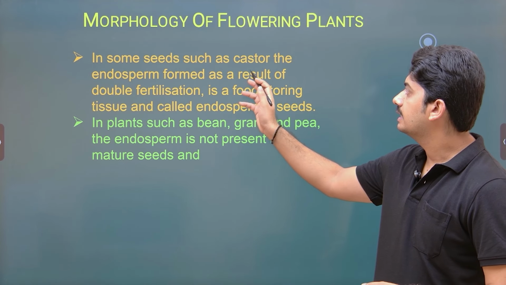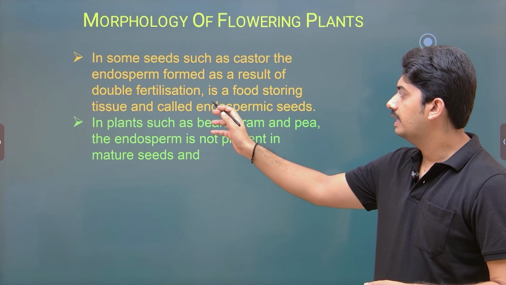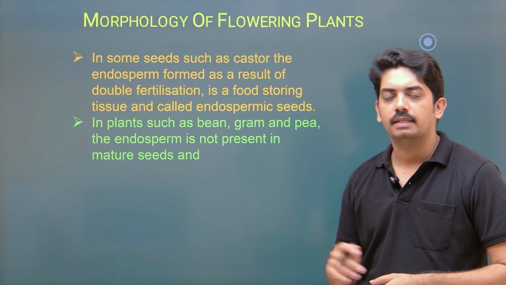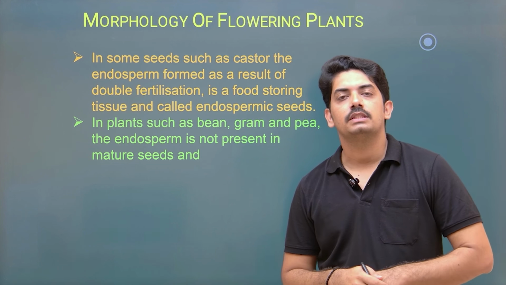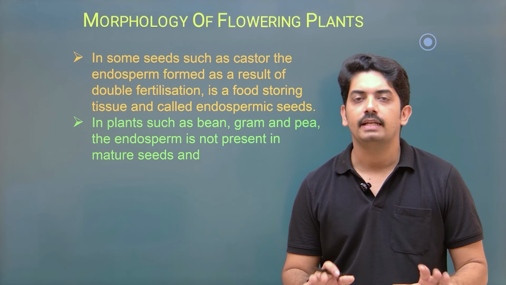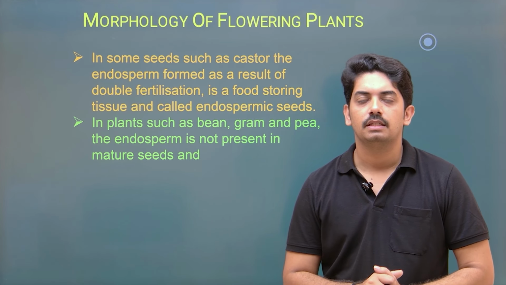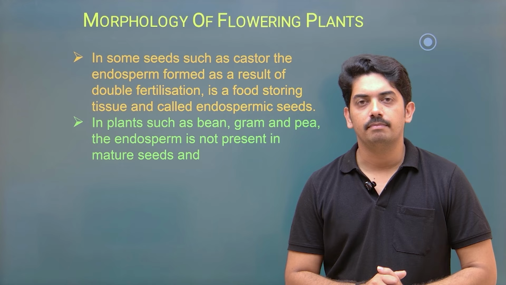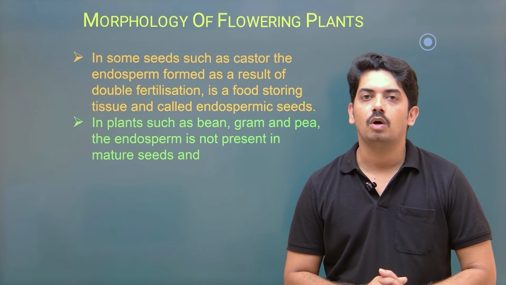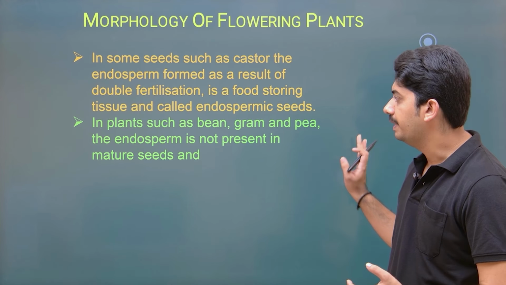In some seeds, such as castor, endosperm is formed as a result of double fertilization. It is a food storing tissue, and these are called endospermic seeds. That means even after the seed is formed, endosperm is retained, then it is called an endospermic seed. But in most cases, during the development of the embryo, endosperm is completely consumed, and those are called non-endospermic seeds. Example is pea.